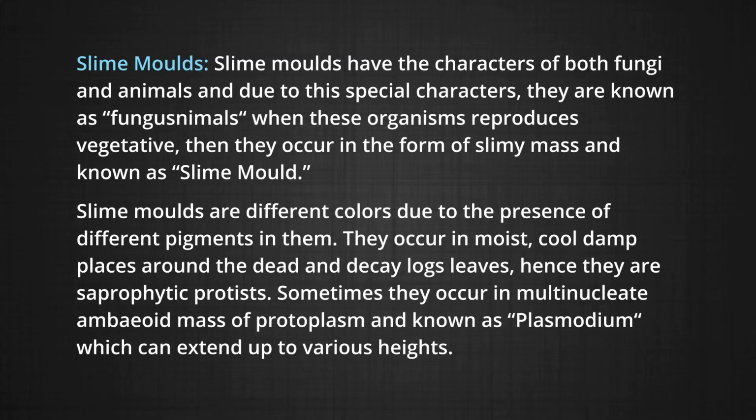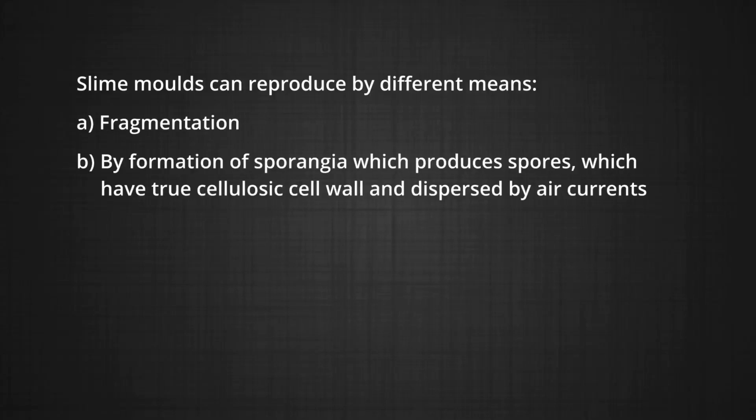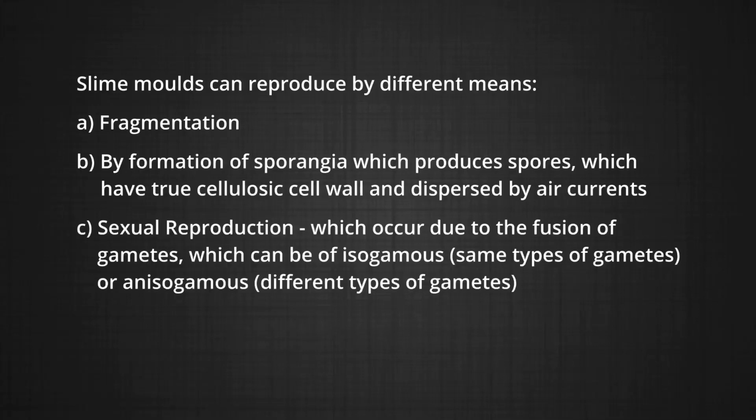Sometimes they occur as a multinucleate amoeboid mass of protoplasm known as plasmodium, which can extend up to various heights. Slime molds can reproduce by different means. Fragmentation, or formation of sporangia, which produce spores that have a true cellulosic cell wall and are dispersed by air currents. Sexual reproduction occurs due to the fusion of gametes, which can be isogamous, the same types of gametes, or anisogamous, meaning different types of gametes.